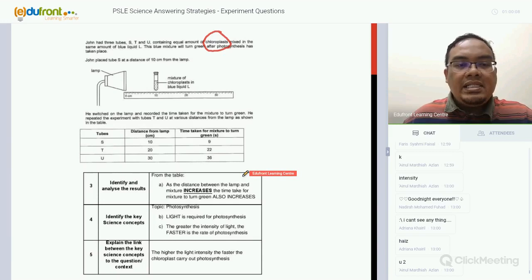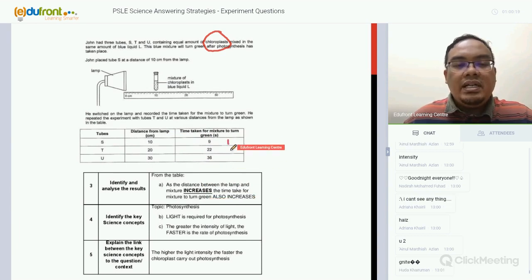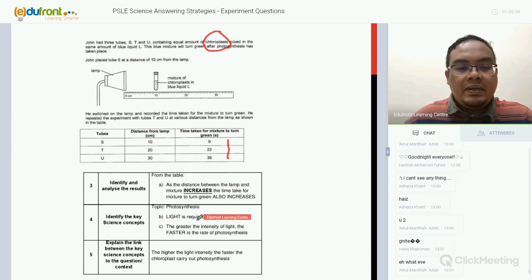And next, step number 3 is identify and analyze the results. So from the table, you can see that as the distance between the lamp and the mixture increases, the time taken for the mixture to turn green also increases, right? So that means basically it takes a longer time for photosynthesis to take place. Why? Because you can see the intensity of light has decreased. Because why? It is further and further away from the lamp.